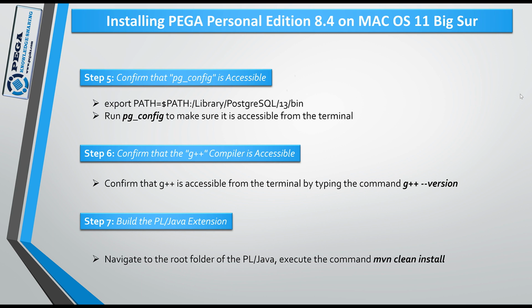Step number 6. Confirm that G++ compiler is accessible by typing the command g++ -version. Step number 7. Build the PL Java extension. Navigate to the root folder of your PL Java. Execute the command mvn clean install. Let's proceed to the Mac computer to perform all these configurations.